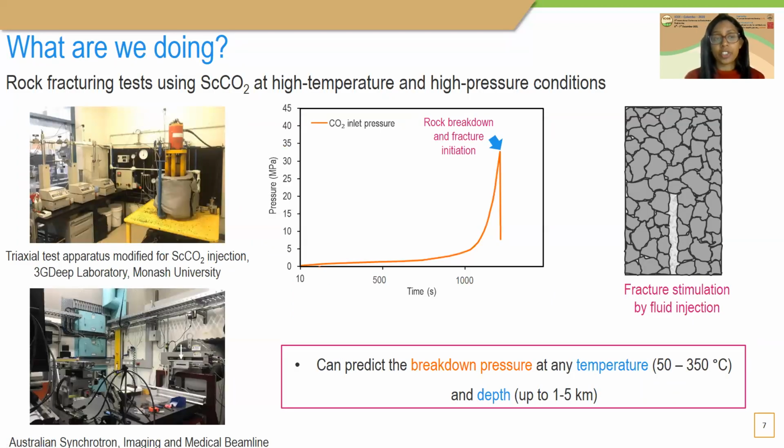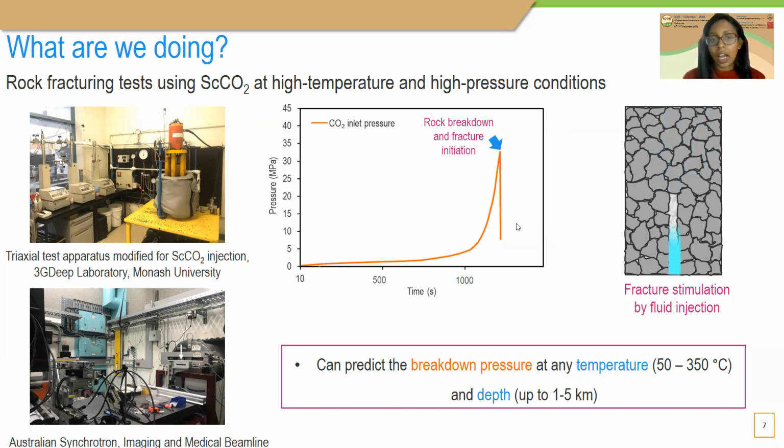I tested the fracturing ability of supercritical carbon dioxide at the high temperature and high pressure conditions that prevail in deep earth. For that, I used this advanced triaxial setup available at the 3G Deep Laboratory, Monash University. I made cylindrical rock specimens using granite, made a wellbore in these granite specimens, and injected supercritical carbon dioxide into them at high temperature and high pressure conditions.